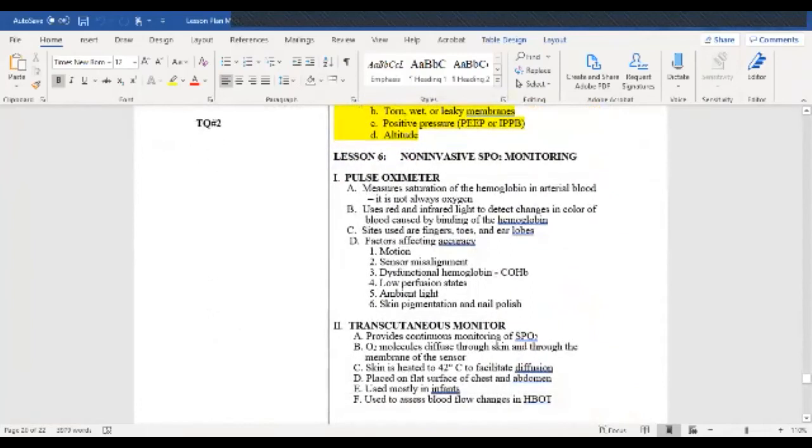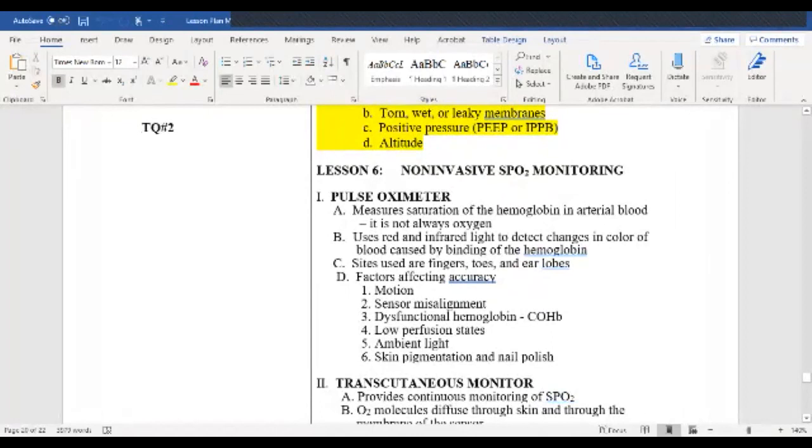Now, non-invasive SpO2 monitoring, this is just like talking about the pulse ox machine. How do I monitor the saturation of oxygen, right? The saturation of oxygen or the saturation of the PO2. So pulse oximeter, we know that a pulse ox, that's what all of you got on day one. When you got your equipment, you should have gotten a pulse ox, the little finger thing you put on your finger. And what it does is it measures the saturation of the hemoglobin in arterial blood.